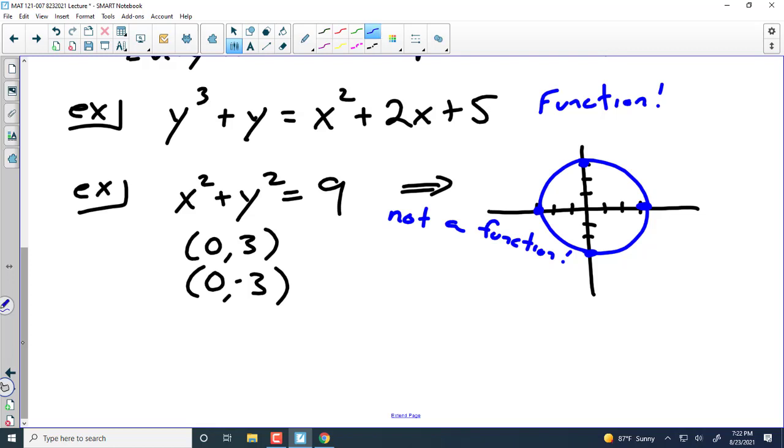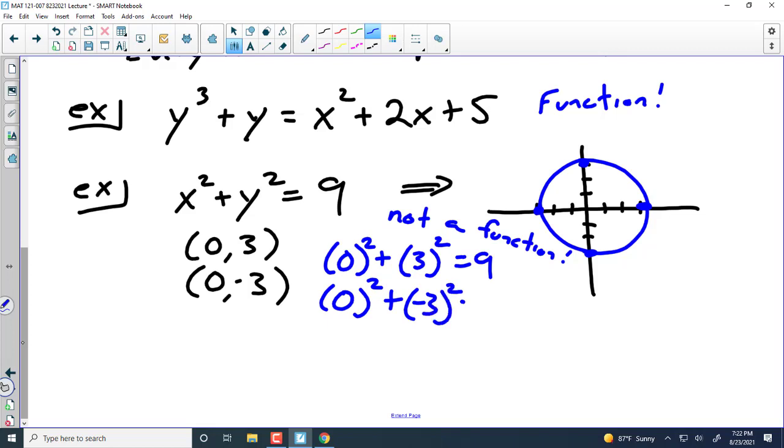Because 0 squared plus 3 squared equals 9, and 0 squared plus negative 3 squared equals 9. Those are both true statements. Both those ordered pairs work. We have a repeated x value with two different y values, not a function. Fails the vertical line test. Y squared, all works together.